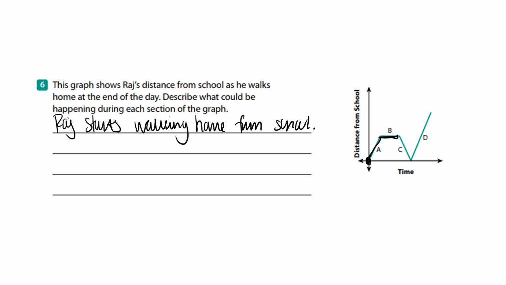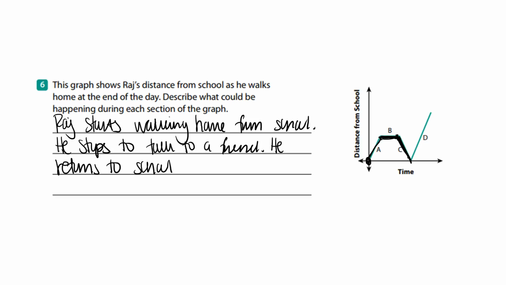He stops to talk to a friend. That is represented by the straight horizontal line. Then the graph goes back to 0, meaning he goes back to school, possibly because he has forgotten something. Then he walks back home as illustrated by section D.